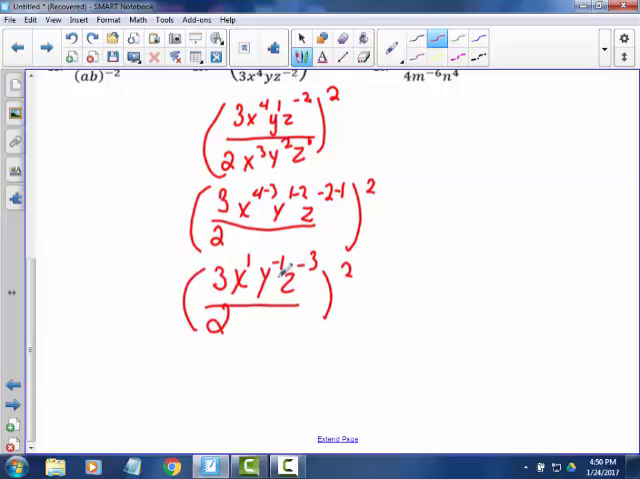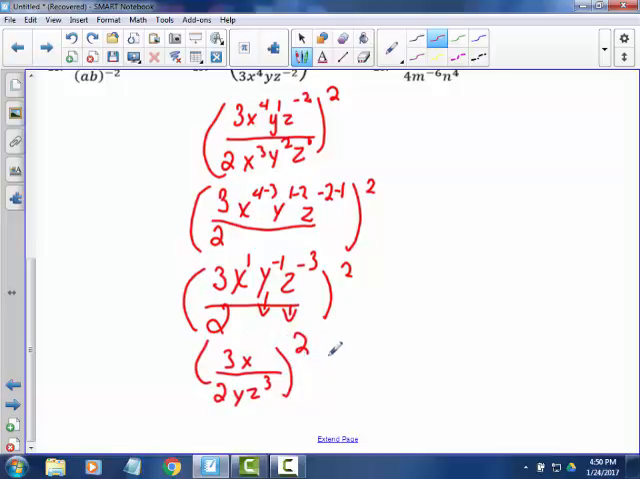Okay, so negative exponents can be brought below, so to speak, because we do the reciprocal. So these would come down, and I would have 3x over 2yz to the 3rd, and then all of that's to the 2nd power.